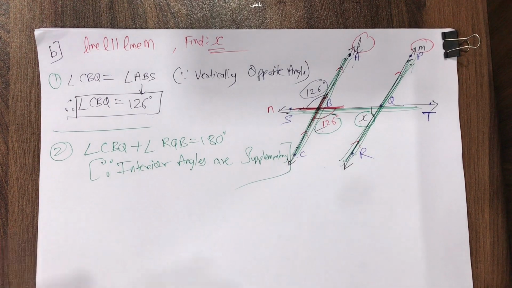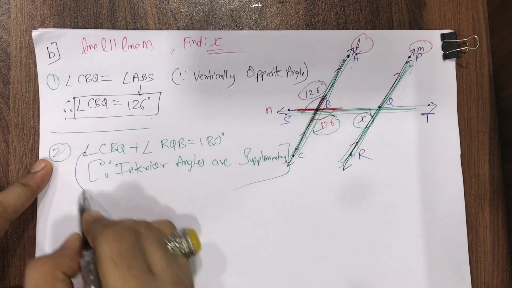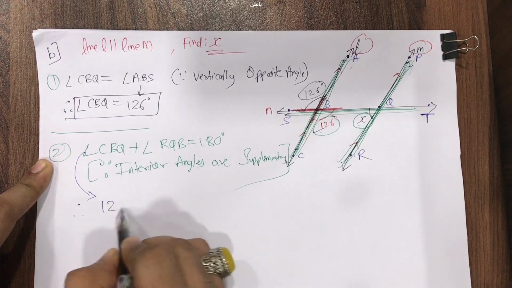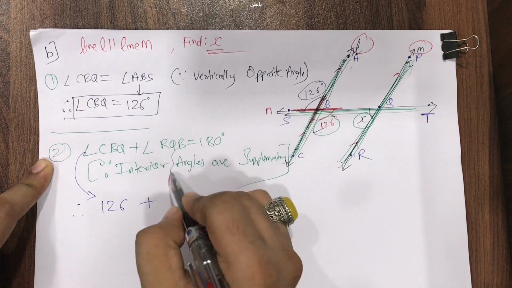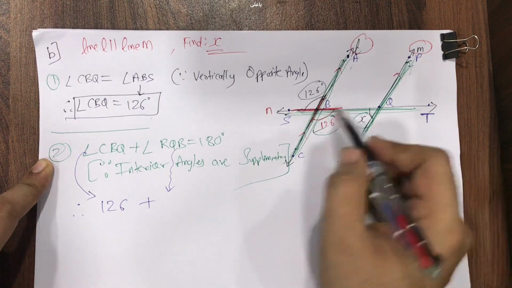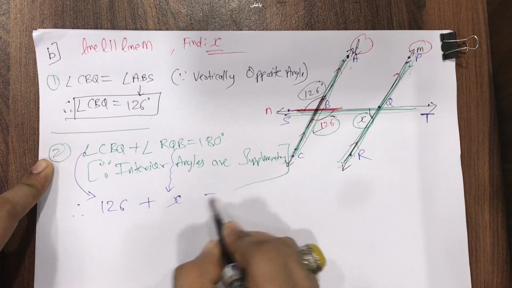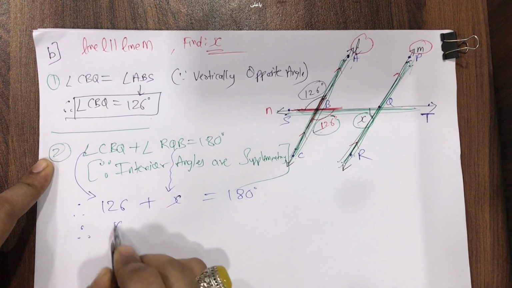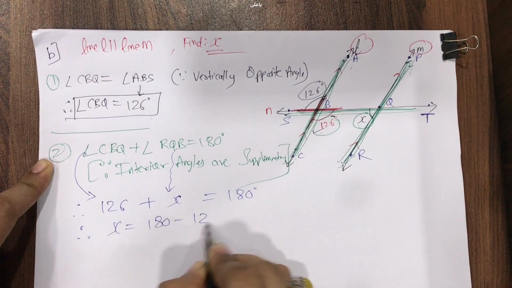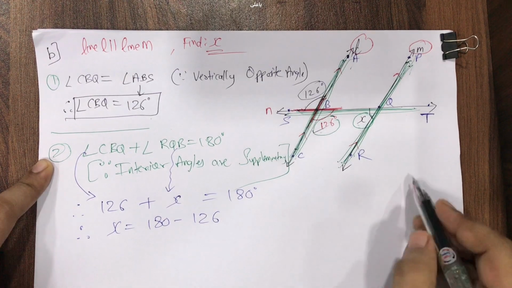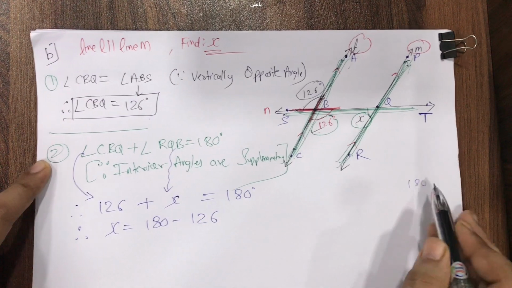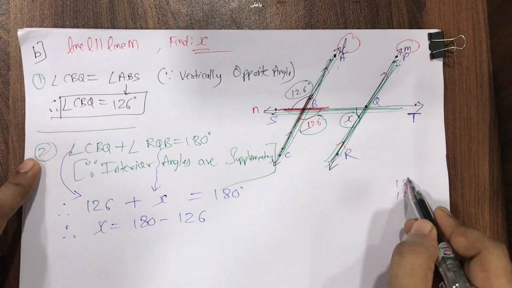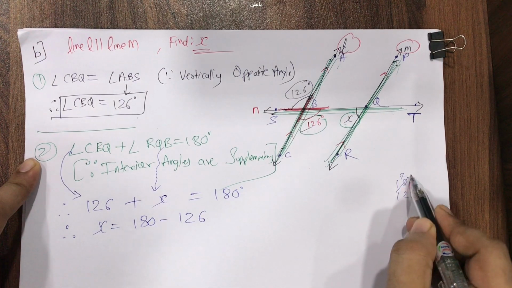I explained this in the previous question also. So what is the value of this angle CBQ? CBQ's value is 126. So 126 plus, what is the value of this RBQ? RBQ's value is X, is equal to 180 degrees. Okay, so therefore X is equal to 180 minus 126. Let's do it over here in the rough work. 180 minus 126: from 8 I make it 7, it becomes 10.